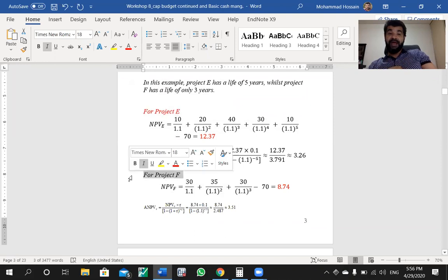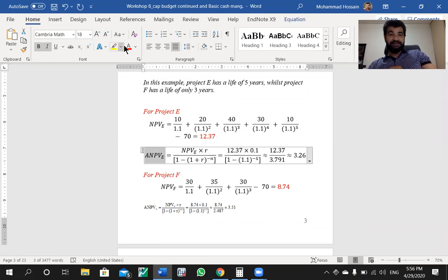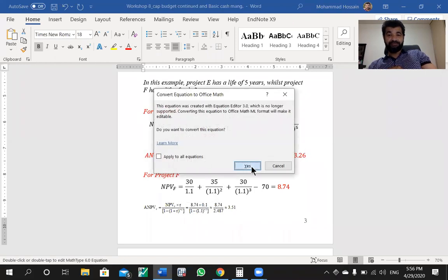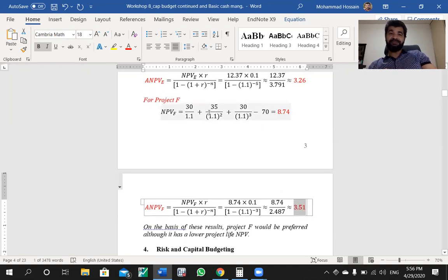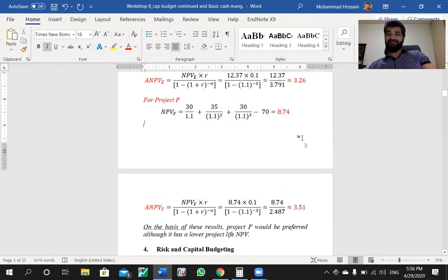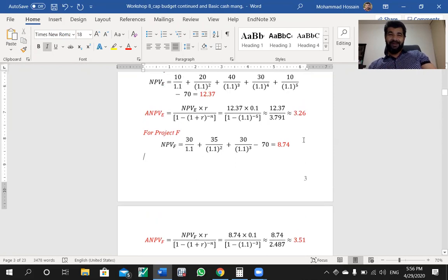But if we follow the annualized net present value method, this one is telling us how much, 3.26. But if we choose project F, we are actually getting 3.51. So if we choose the annualized net present value method, we are choosing project F. So it depends on which method you follow.